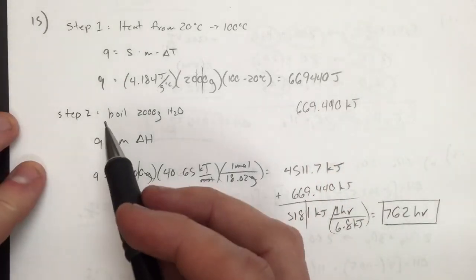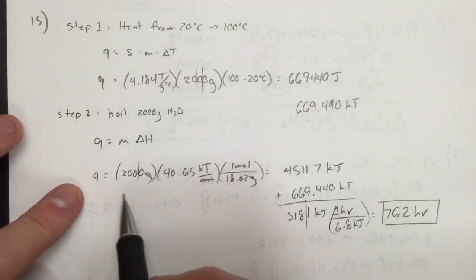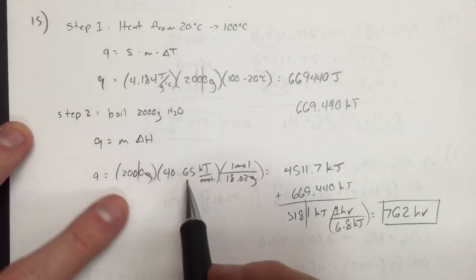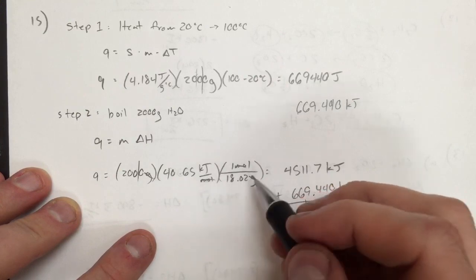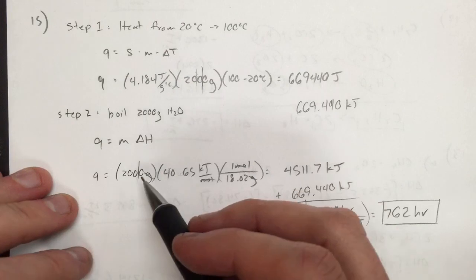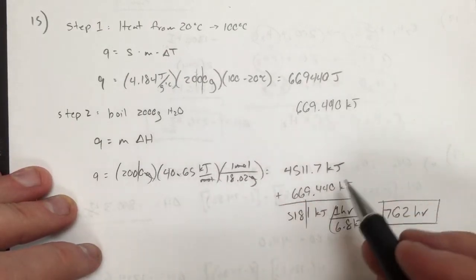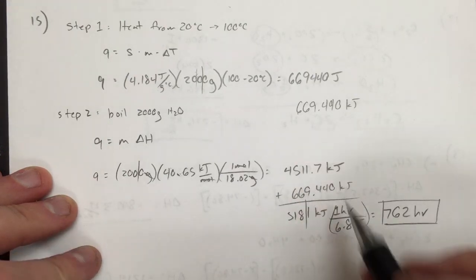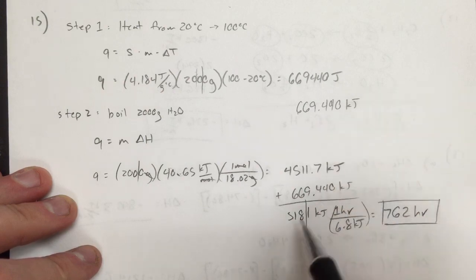Step 2 would be the actual boiling, so that is Q equals M delta H, because that is a phase change. And the delta H we're given is in kilojoules per mole. So we have to use an additional factor here to convert moles to grams, because we have grams here. Or you could convert that to moles first and then just use the same number. Either way, it doesn't matter. So we got that, and we got 4511.7 kilojoules, and we have to add those two steps together, so that plus that original kilojoules, and we get 5,181 kilojoules.